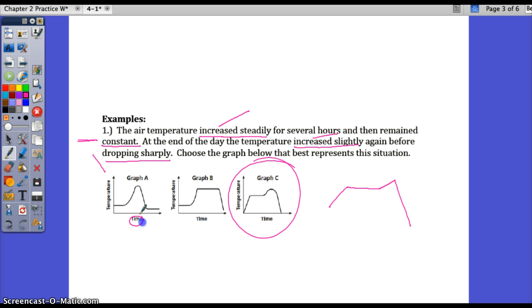Anytime you have time is always continuous. Think of a clock. A clock does not stop. It continues on and on and on.